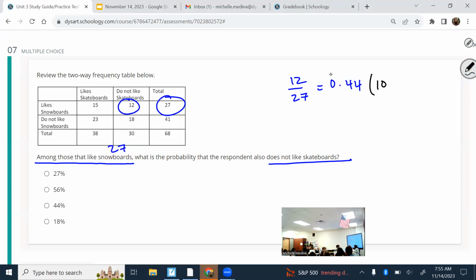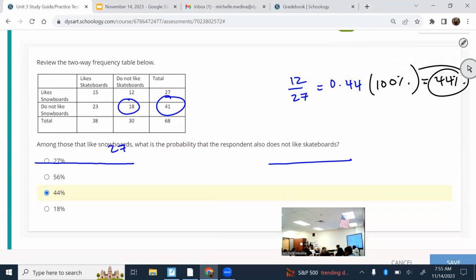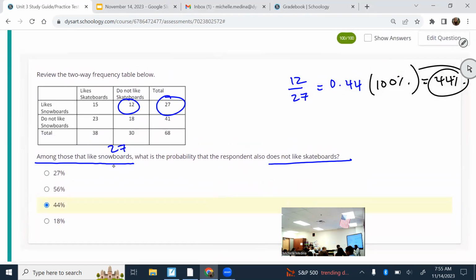Okay, good. I like the times by 100% better because then you don't have to memorize what way to move it. But yeah, 44%, that matches this one. Let me make sure the key matches. And it does. All right, does that make sense?